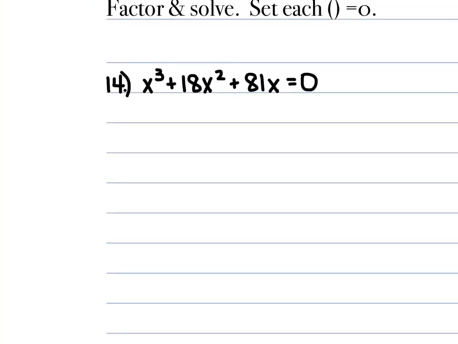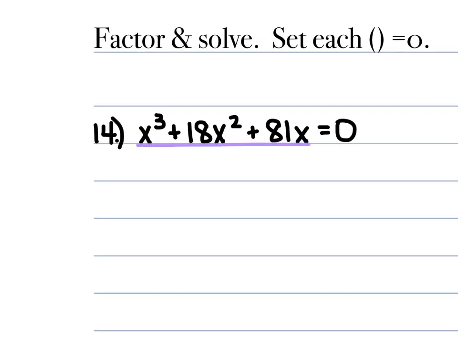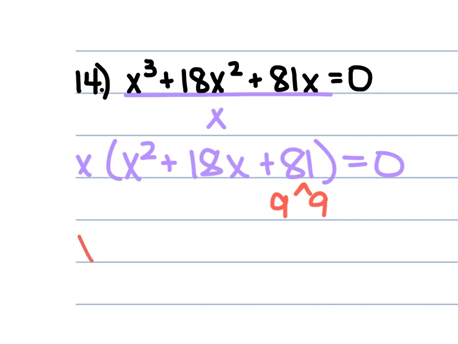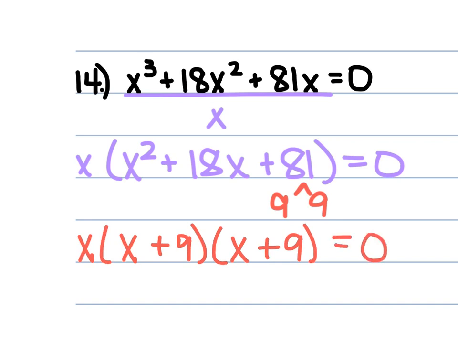For 14 and 15, we are solving by factoring. So first, factor out your greatest common factor with 14, which is x. We're going to have x times x squared plus 18x plus 81 is equal to 0. Your factors of 81 that add up to 18 are 9 and 9. So this is going to be x times x plus 9 times x plus 9 is equal to 0.